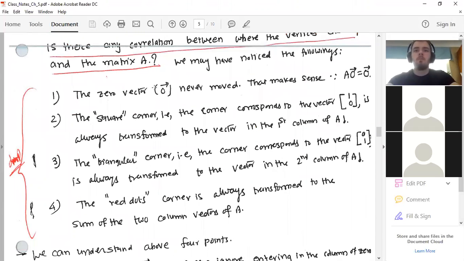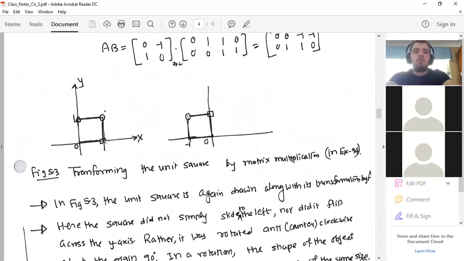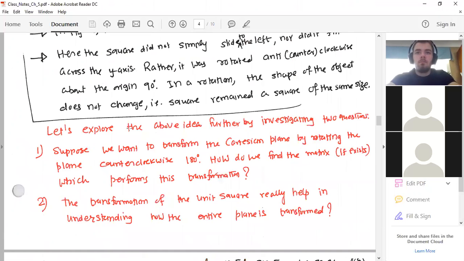Okay, so first of all, the 0 vector never moved, because if you multiply any matrix by 0, again you will get 0. So the 0 vector never moved. That makes sense because A times the 0 vector is always the null vector. The square corner never moved. The corner corresponds to vector 1, 0. That is called a square corner because we put the square over there, right? Square, then circle and triangle, and like this.